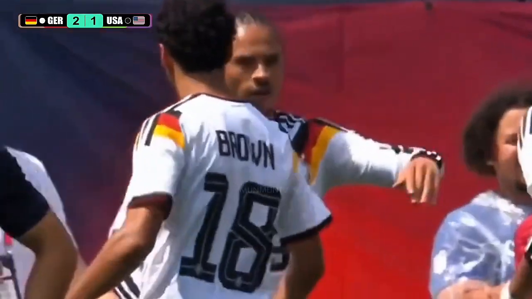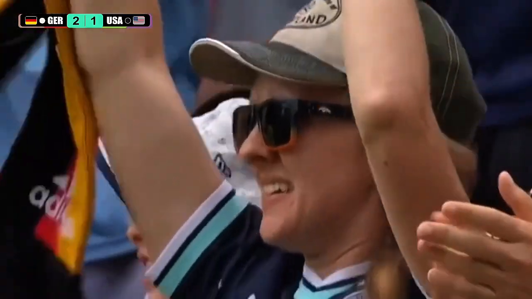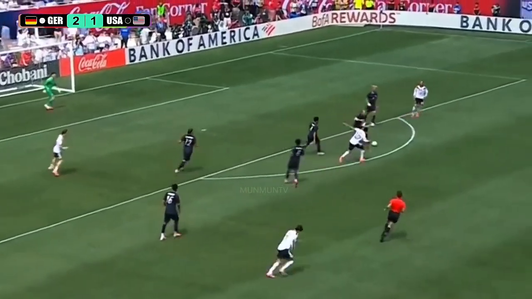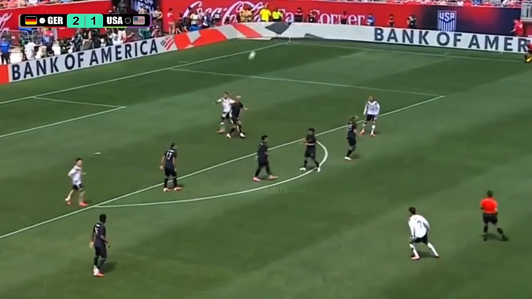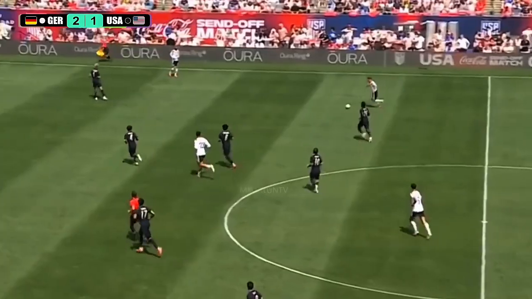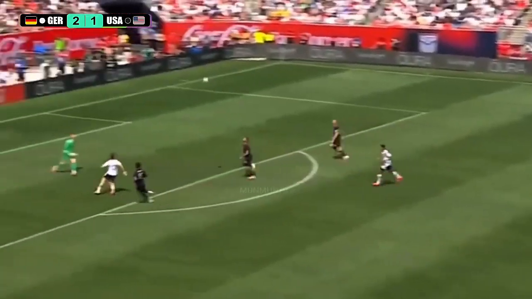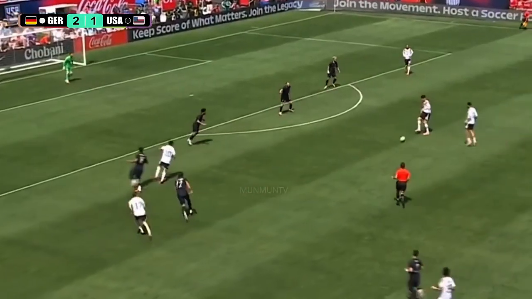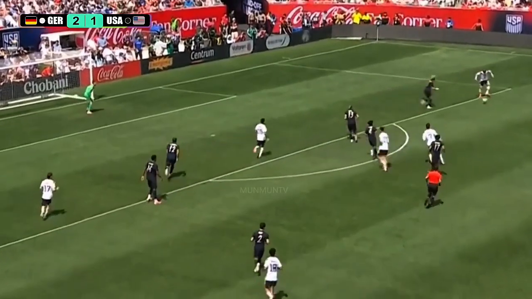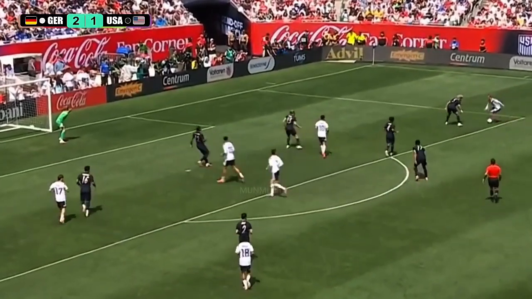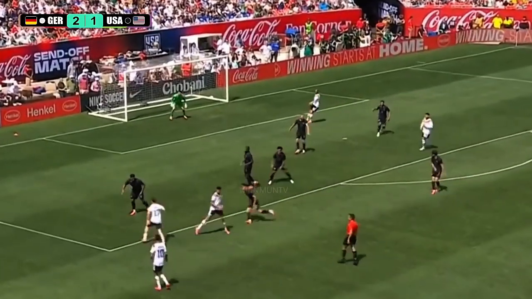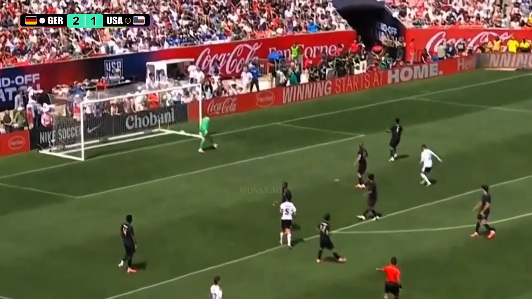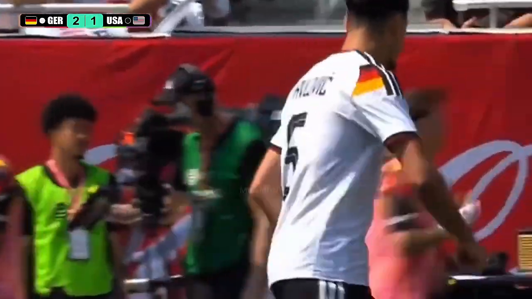They had settled down in the area, and it's Zane who can rifle it past the outstretched arms of Matt Freese. Havertz misses Musiala. Freese off his line, collects. And Germany smartly have tested that spot. Zane. Alexander Pavlovic. Back to Wirtz. Pavlovic. Curler over the head of Matt Freese.